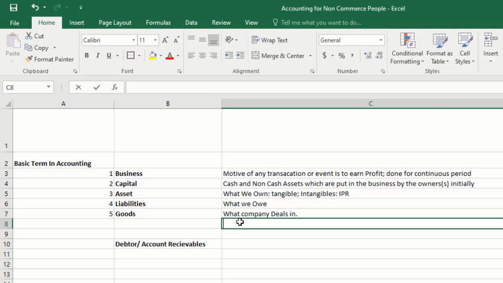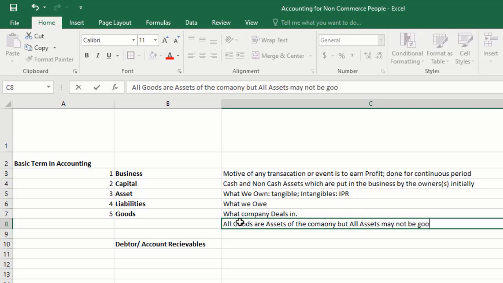So I'm writing one statement here: all goods are assets of the company, but all assets may not be goods. I hope you will understand this jargon very clearly, that all the goods are assets, because ultimately all goods are mine. If I want to sell, I will sell. If I don't want to sell, I will not sell. So all the goods of mine are my assets, but all the assets which I am having may not be meant for sale. I hope you are understanding.